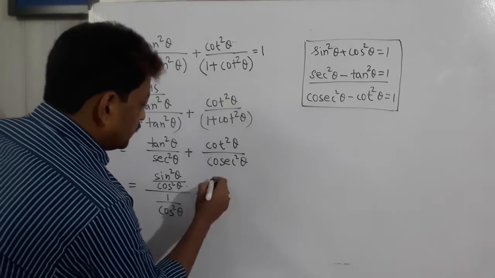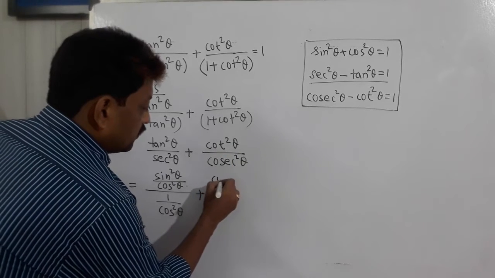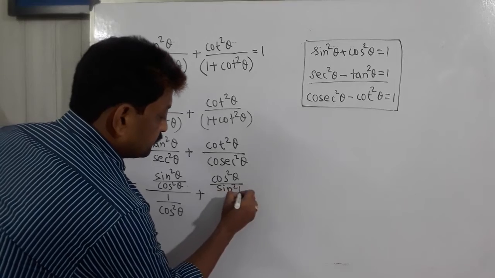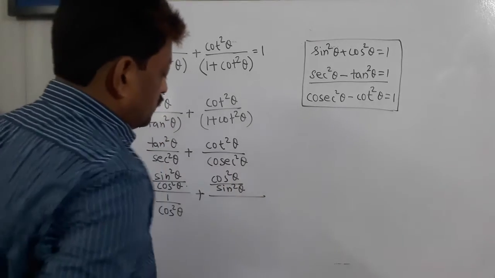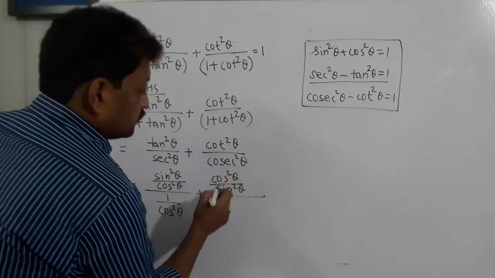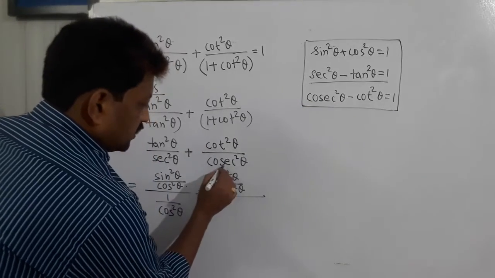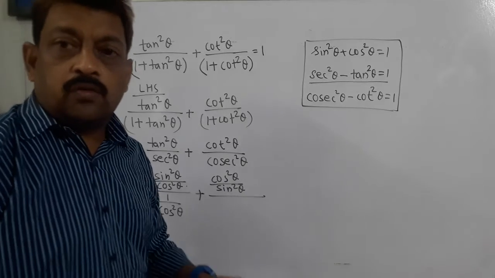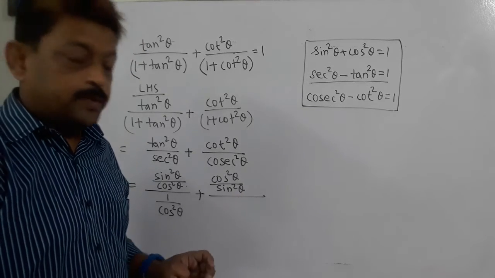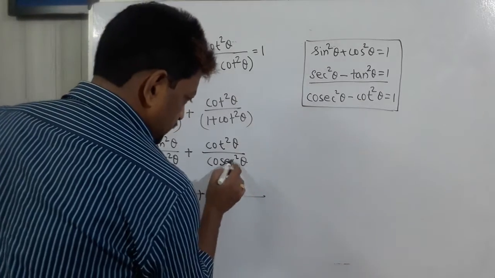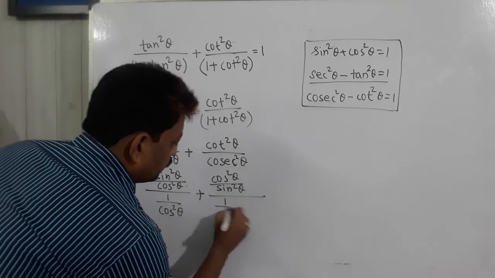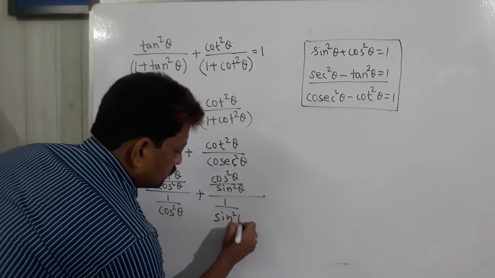Now here also I can do the same thing. Cot square theta means cos square theta upon sin square theta. This is also a formula: cot theta is cos theta upon sin theta. And cosec square theta: in place of cosec square theta, I can write 1 upon sin square theta, because cosec theta is the reciprocal of sin theta.